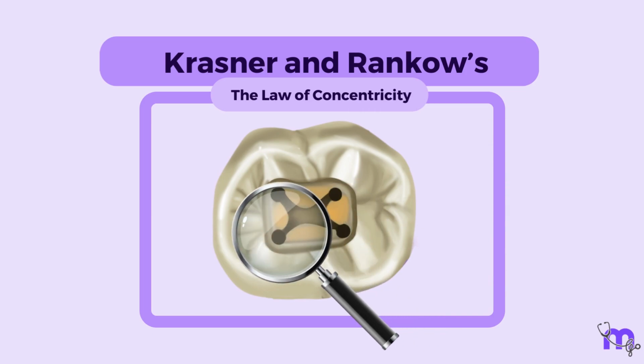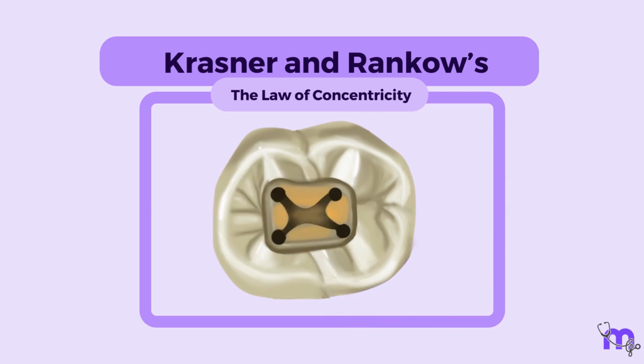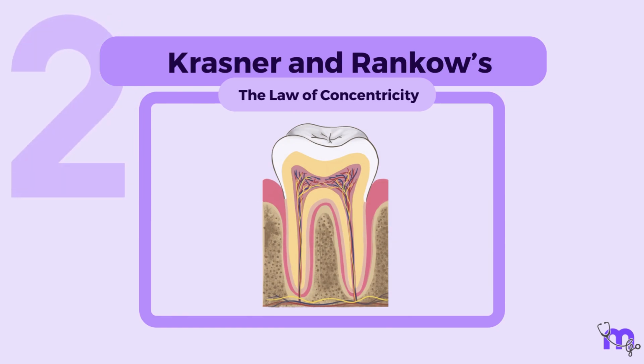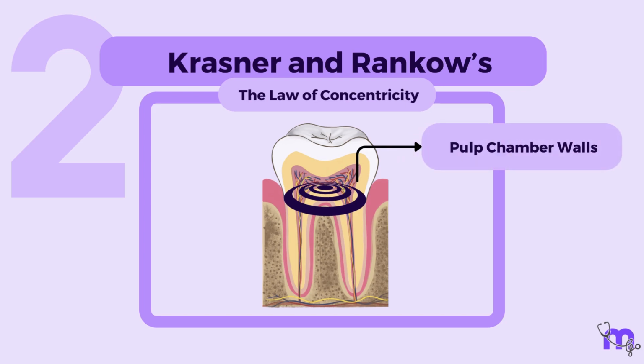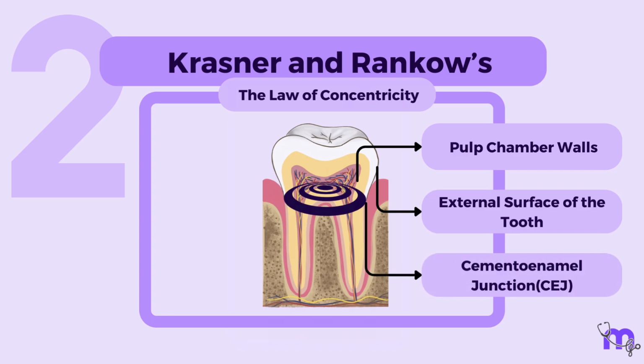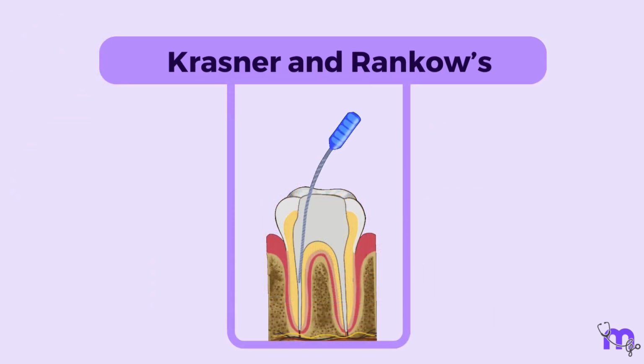Next, I had a closer look at the occlusal anatomy to ensure that the pulp chamber walls would follow the external anatomy of the tooth. I did so to follow the second law, the law of concentricity, where the walls of the pulp chamber are said to be always concentric to the external surface of the tooth at the CEJ. Thus, I began preparing the shape of the access cavity.